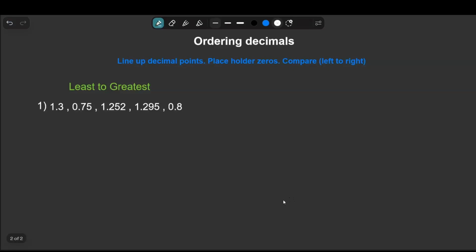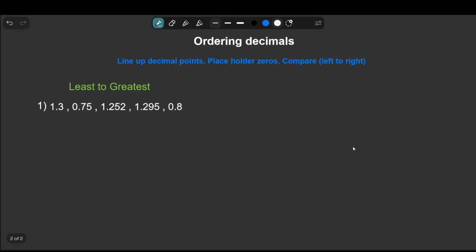In this video I'm going to cover how to order decimals. So I'm going to order these decimals here from least to greatest. The first step we take is just line them up. As you can see here, we have three steps: line up decimal points, placeholder zeros, and we compare.